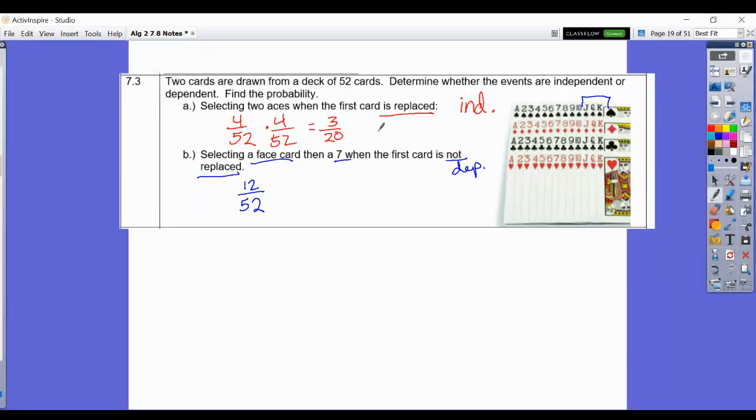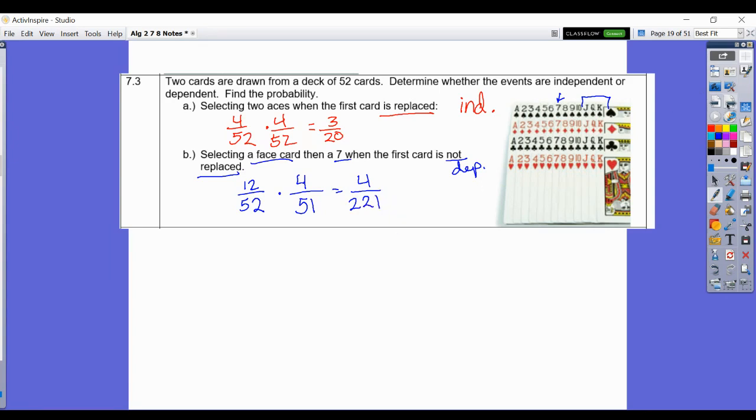Now what's the probability of getting a 7? Well, there are 4 7s, but how many cards are there now? I kept 1 in my hand, so there's only 51 cards left to draw from. Then you multiply this out, and if you'd like, you can turn that into a decimal, but that's what we got there.